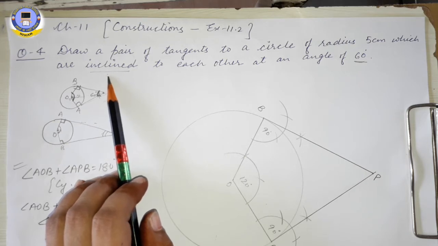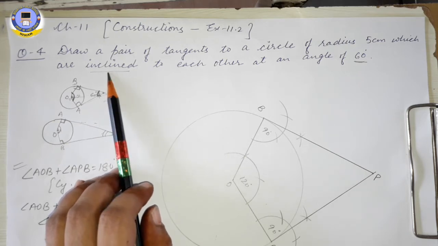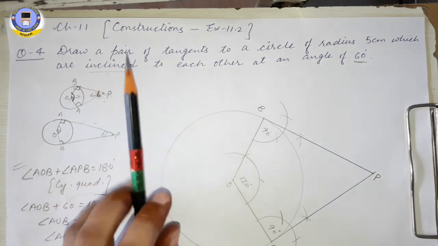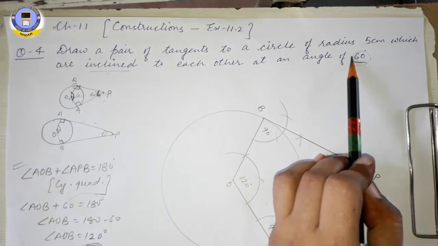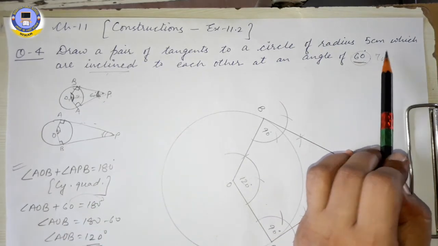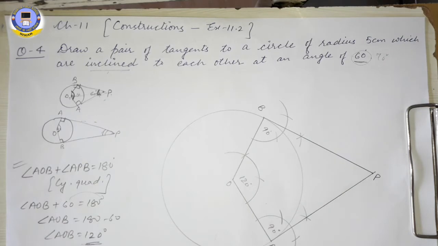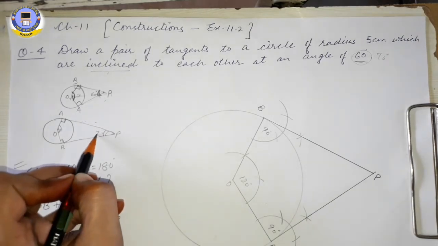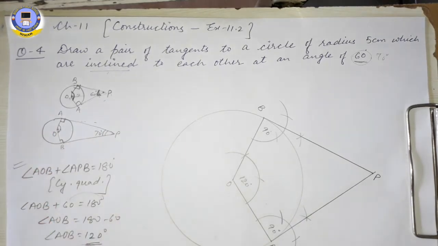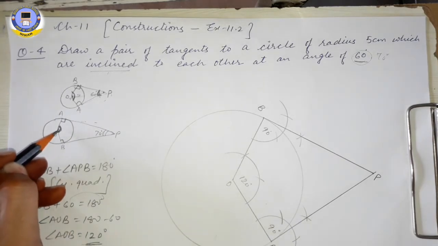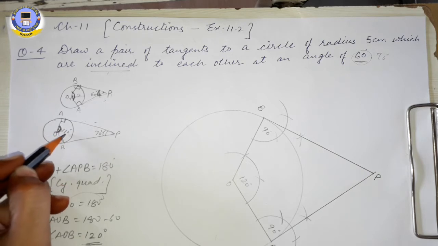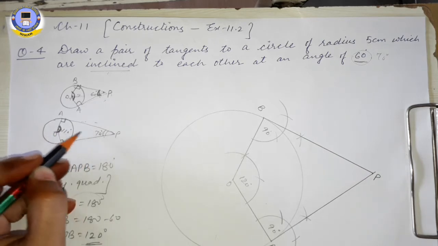Now suppose if the question is like this, 10th class: draw a pair of tangents to a circle of radius 5 cm which are inclined to each other at an angle of 70 degree, in spite of 60 degree if it is given 70 degrees. So what you will do? If they are meeting each other at an angle of 70 degrees, so we will find out which angle will be formed at center. How much angle will be formed at center? 110 degree because their sum must be equal to 180 degree.